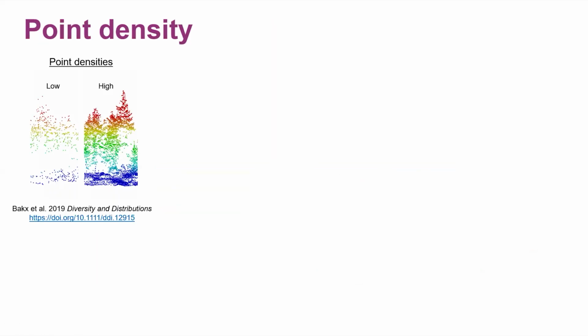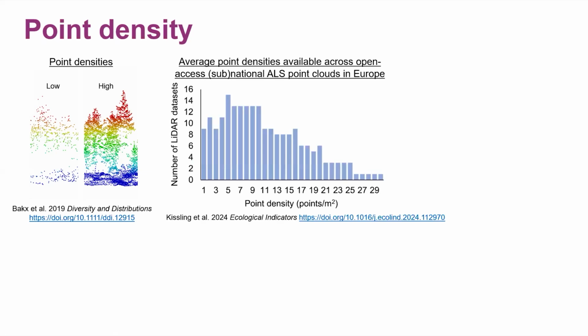Now, one very important characteristic of these point clouds is the point density. Point density can be very low. That can be, for instance, 1, 2 points per square meter, or it can be quite high. So let's say 10, 15, 20, 30 points per square meter on average in a national airborne laser scanning dataset. If we look across average point densities for these available open access ALS point clouds in Europe, we typically have on average something between 5 and 20 points per square meter available. And this is good and sufficient to characterize a lot of the vegetation.